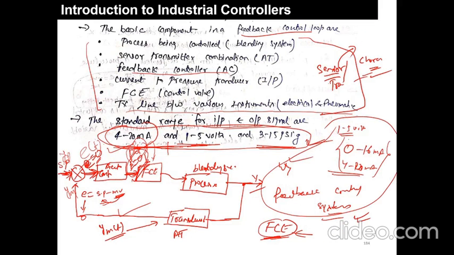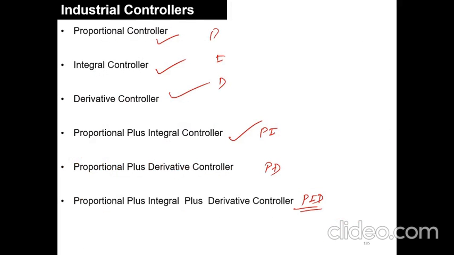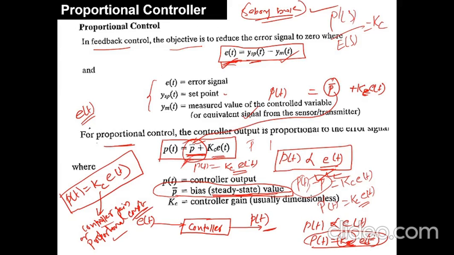So in the previous class, we have discussed the different controllers. In the last two classes, we discussed the necessity of the controller, right? And then we discussed the different types of controllers, in which we started with the proportional controller and then the integral controller. And we have seen how the controller works in the proportional controller.